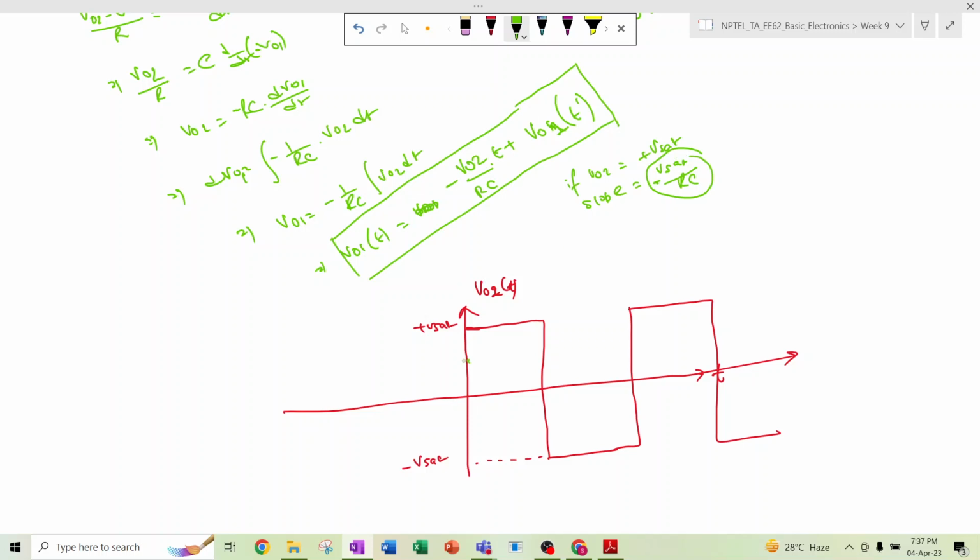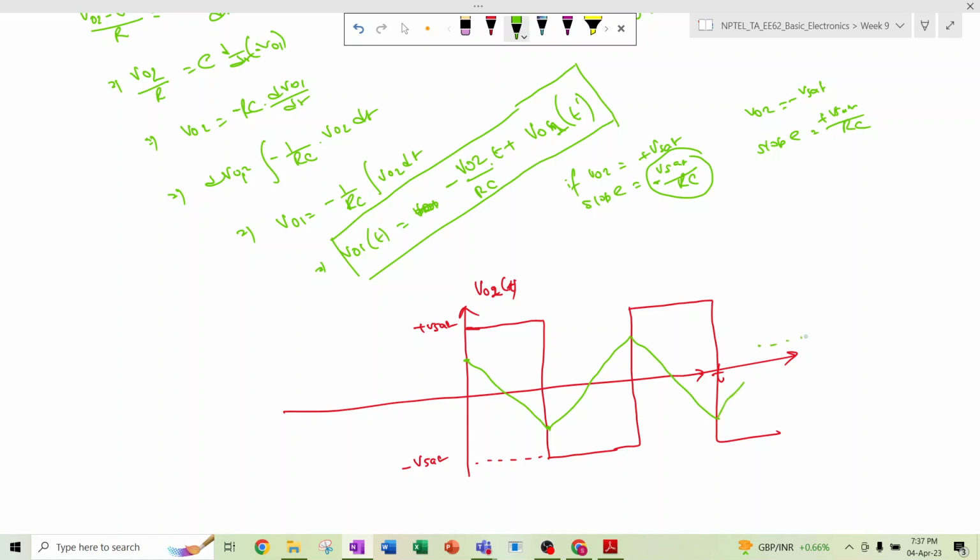That means if it is positive, then it will go down. And after that, if it is negative, if VO2 is minus Vsat, when it transfers to minus Vsat, then the slope will be plus Vsat divided by RC, that is the positive slope. So it will again go to positive slope, then again it will go to negative, and then again it will go like this. So this is the thing.